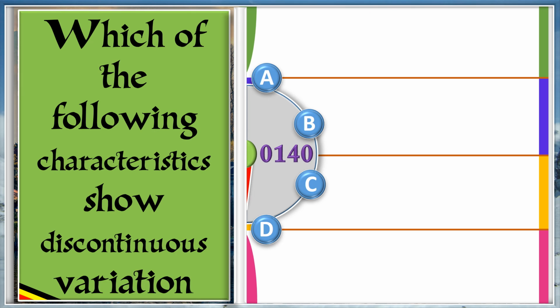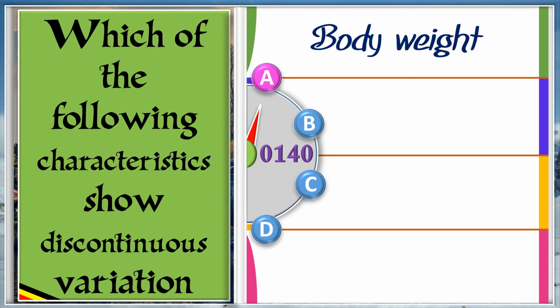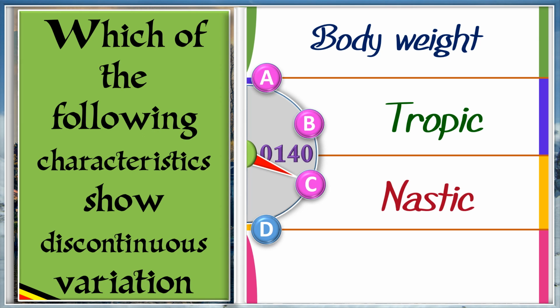Which of the following characteristics shows discontinuous variation? A. Body weight. B. Tropic. C. Nastic. D. Reflex. And the answer is D. Reflex.